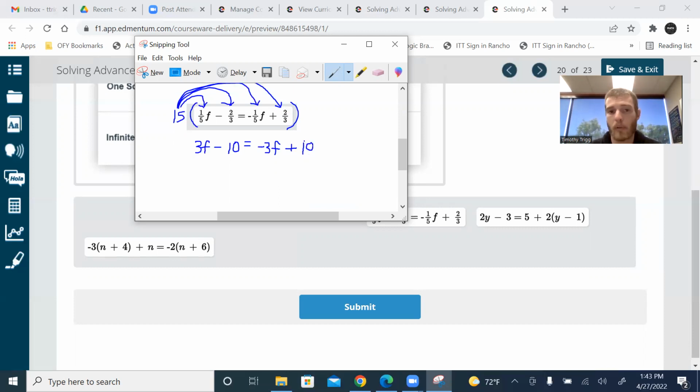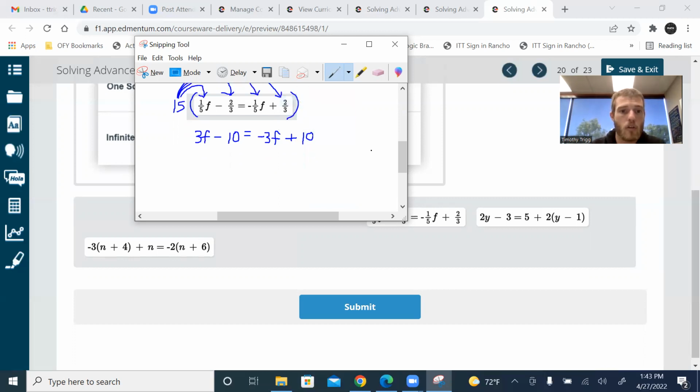Okay, now it's much simpler, isn't it? Once again, I've got f's on both sides of the equation. Whenever I see my variable on both sides, I like to bring them all together on the same side. So I'm going to get rid of these -3f's by adding 3f. That cancels them here, and I would have to add 3f to the other side in order to balance my equation. 3f plus another 3f is 6f. So we have 6f minus 10 equals, and on the other side we have 10.